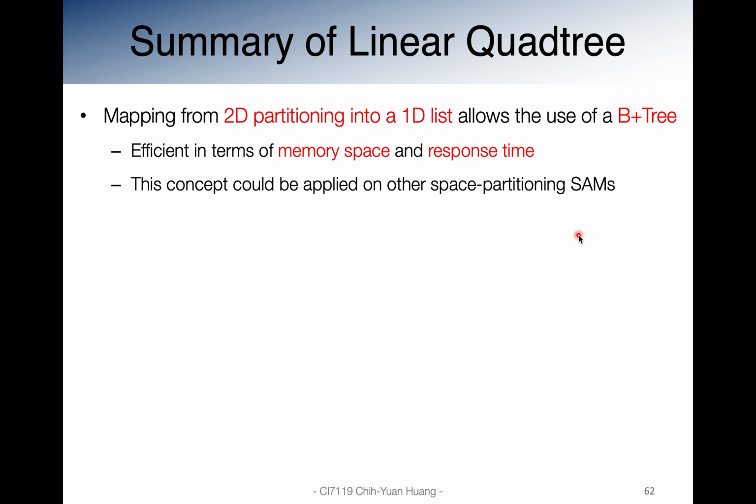Okay, so here is the summary of the linear quadtree. Mapping from the two-dimensional cells into a one-dimensional list allows us to use the B-plus tree. In this case, it will be efficient in terms of memory space because we can utilize the whole space of the disk blocks, compared to the limited fan-out in the traditional quadtree. So it's more efficient in terms of memory space, and the response time is also improved.